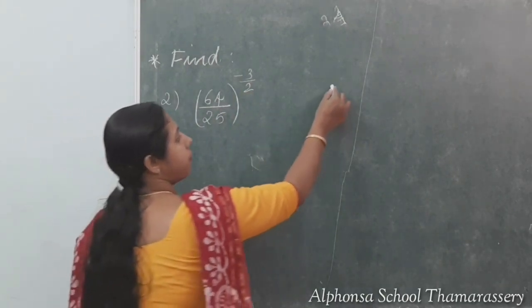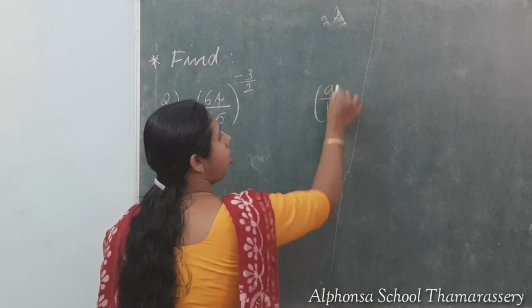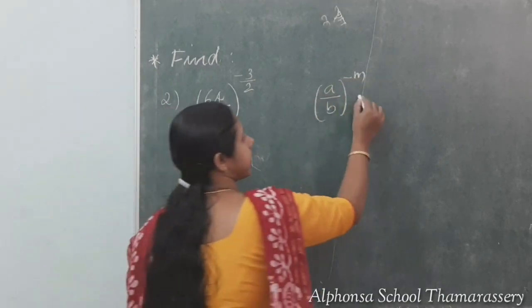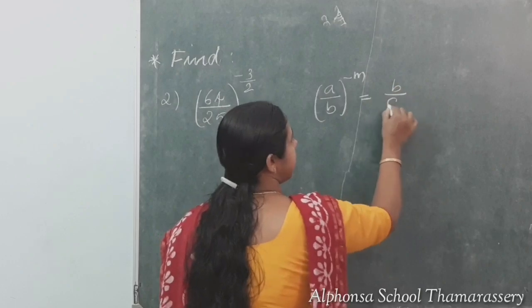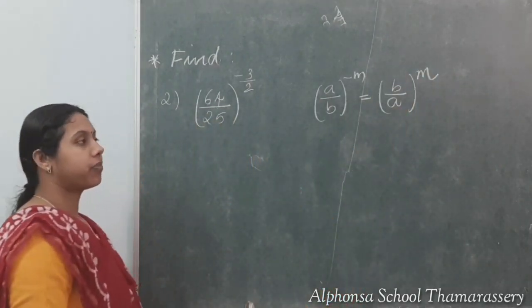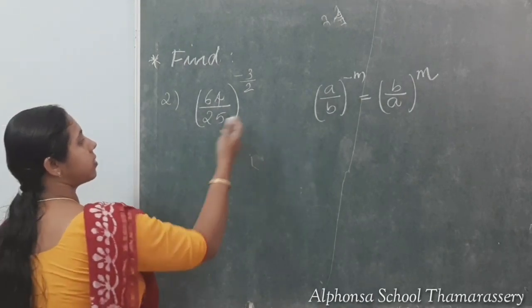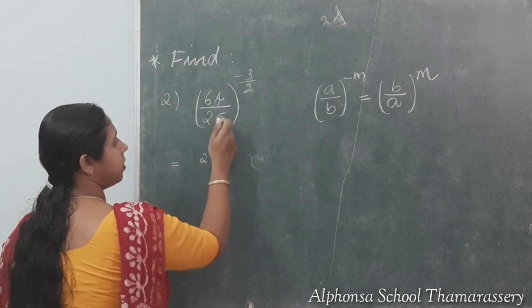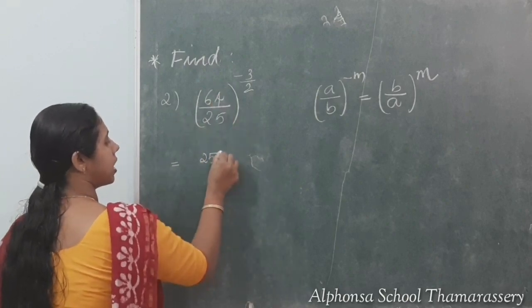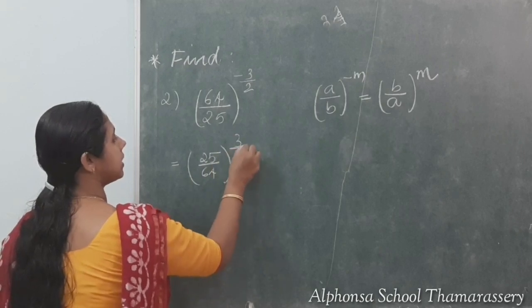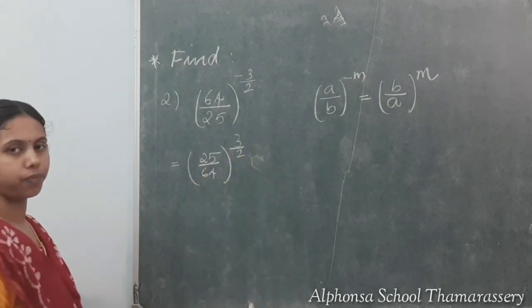This is in the form of (a/b) whole raised to minus m. (a/b) whole raised to minus m, we can write it as (b/a) whole raised to m. So if you are using this law here, it will be (25/64)... we can write it as (64/25)... wait, b by a: (25/64) whole raised to 3 by 2.